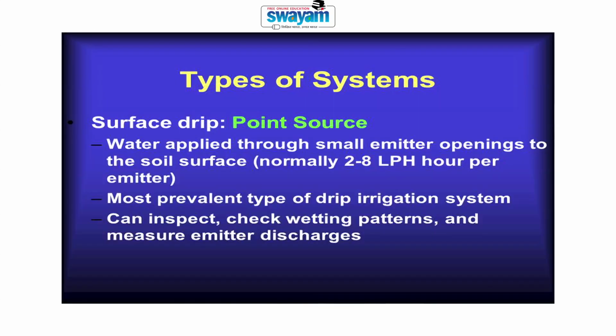What are the different types of drip systems available? Surface drip, which is a point source of application, where water is applied through a small emitter opening to the soil surface. Normally, these types of emitters are available in 2 to 8 liters per hour discharge. This is the most preferred type of drip irrigation system, and you have the advantage that you can see on top of the surface if it is leaking or if water is not coming, you can take corrective action, check the wetting pattern, and measure the emitter discharge.